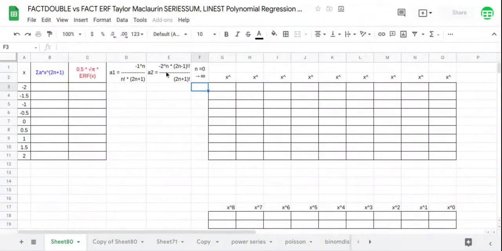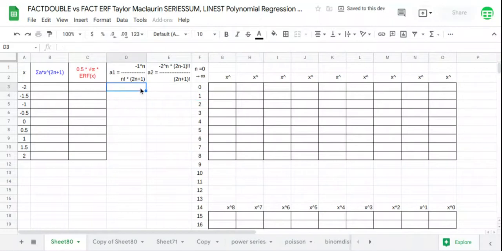In this video, we'll use factorial and double factorial to generate the Taylor-Maclaurin series sum of the formula 0.5 times square root of pi times ERF(x) over the values of x from -2 to +2. We begin with the formula, the summation of a times x to the power 2n plus 1, where a can be a1 or a2, and the value of n is from 0 to infinity.